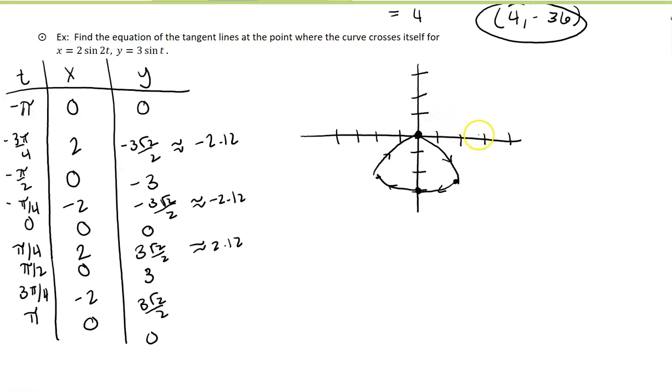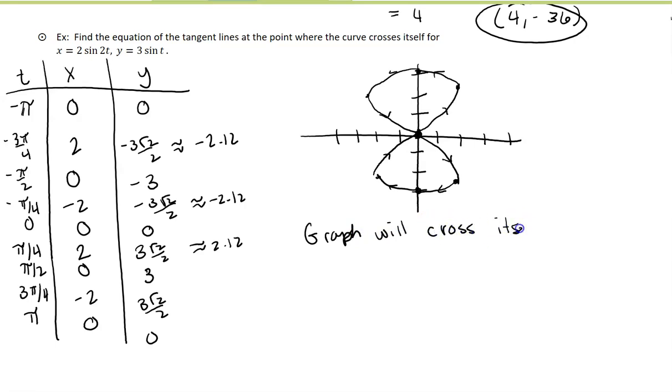Then we'll have 2, positive 2.12, so we're going in this direction. And then we'll go to 0, 3. And we'll do negative 2, positive 2.12 here. And then back down to 0, 0. So you can see that this pattern is going to repeat itself if you keep going around the unit circle. So the graph will cross itself whenever x equals 0 and y equals 0. So that's going to be our point.